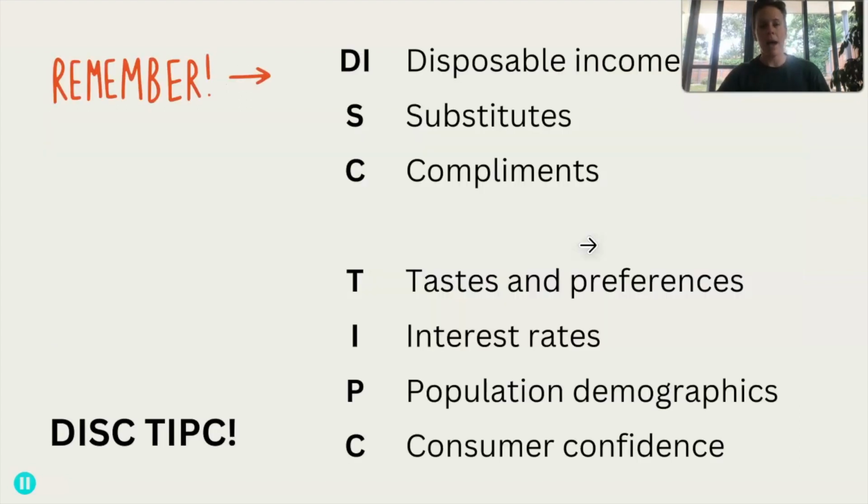Have a go. And I wanted to put this here, basically just another acronym to help you remember your demand side factors. So DISC, TIP, C. All right, D, disposable income, subs, complements, tastes and preferences, interest rates, population demographics, consumer confidence. DISC, TIP, C. DISC, TIP, C. If you can come up with something else that you like, then use it. But make sure you know what all the factors are.